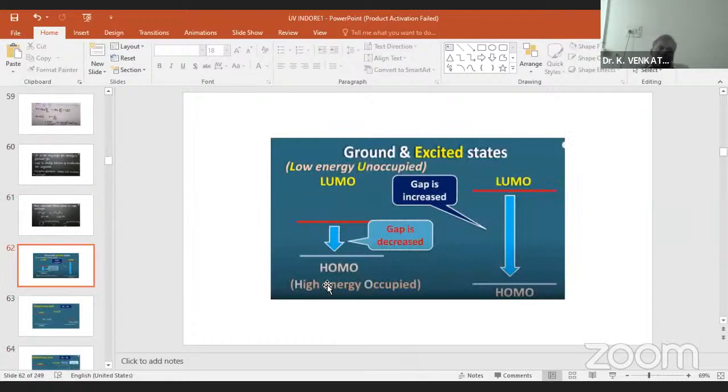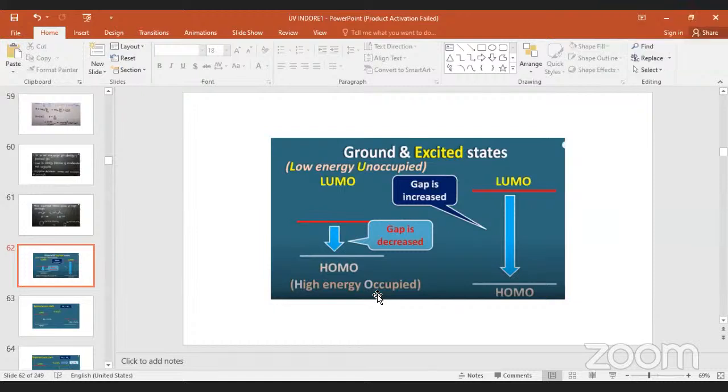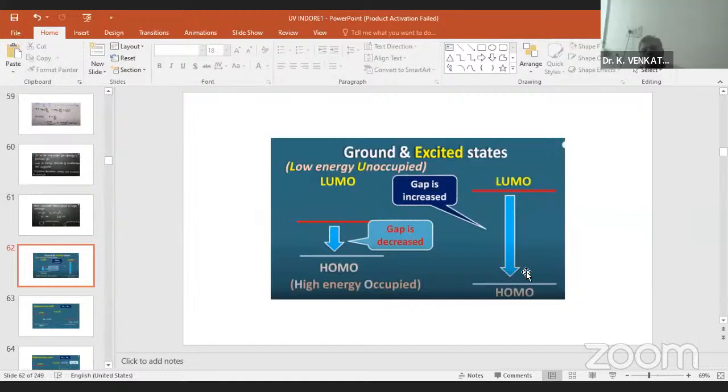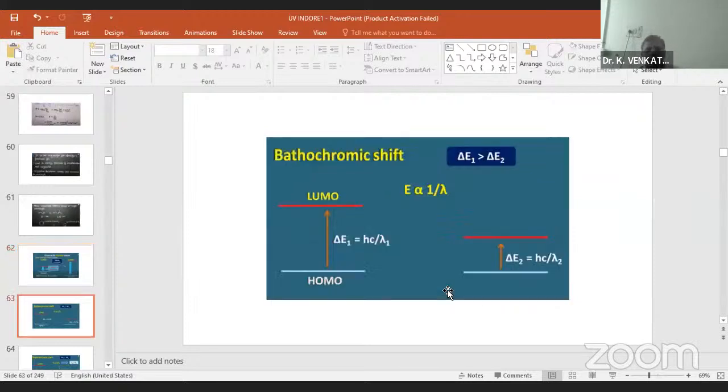Now you can see this is for the HOMO and LUMO parts. The HOMO-LUMO gap is decreased, so high energy is occupied. When the HOMO-LUMO gap is increased, that is for low energy. High energy occupied, the gap is decreased. Low energy, the gap is increased. So this is for the bathochromic shift.